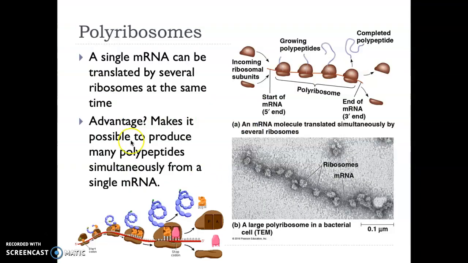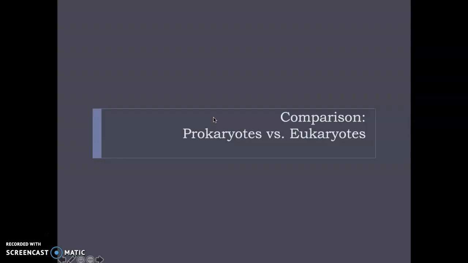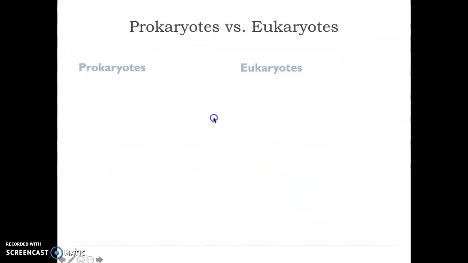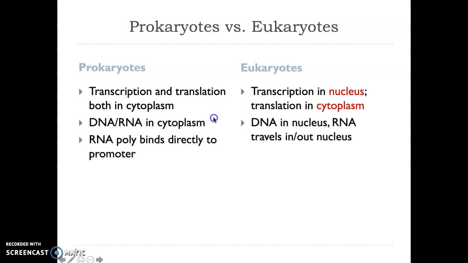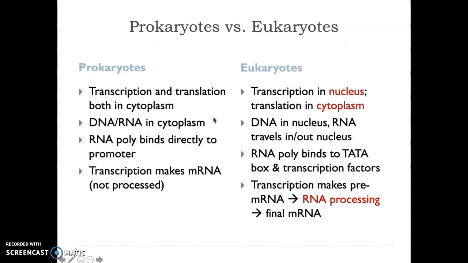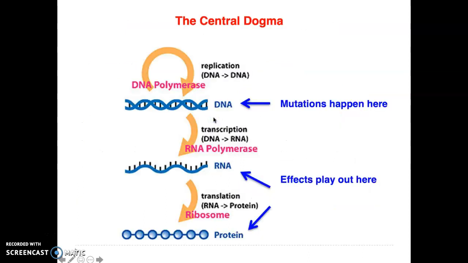Polyribosomes just let you know that many ribosomes can translate a single mRNA. So the advantage of that is that you can get lots of proteins being produced at one time from one strand of mRNA. It's pretty advantageous. Prokaryotes versus eukaryotes. Just look over this. It's very simple and cut and dried.